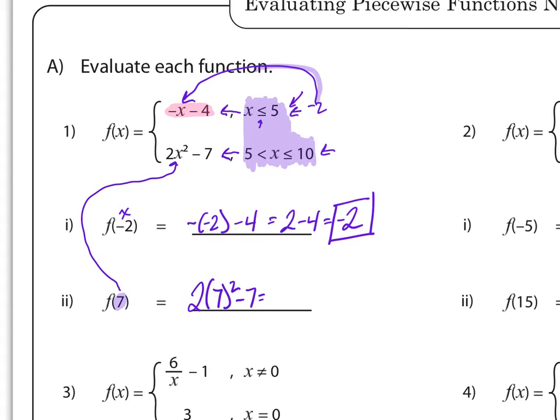Now I need to follow order of operations. Order of operations says I do exponents first. So I've got 2 times 49 minus 7. And then 2 times 49 is 98. 98 minus 7 gives me 91. And there's my answer.